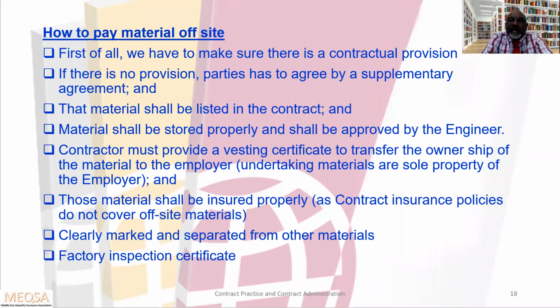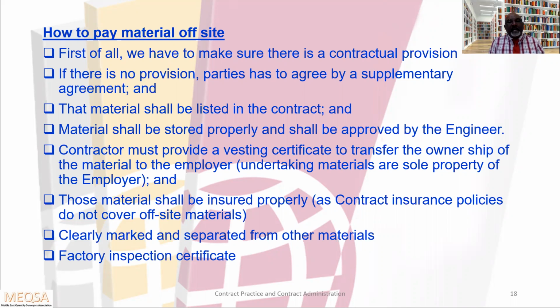Contractor must provide the vesting certificate to transfer the ownership of the material to the employer. The purpose of the vesting certificate is to transfer the ownership of the material to the employer in the event the supplier or subcontractor goes bankrupt. Those materials shall be insured properly, because the contract insurance policy does not cover off-site material, since he is storing it off-site, outside of the work site. So he should provide the insurance for that.